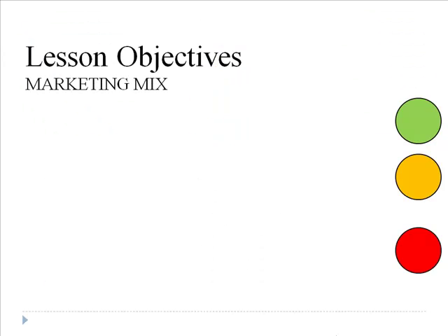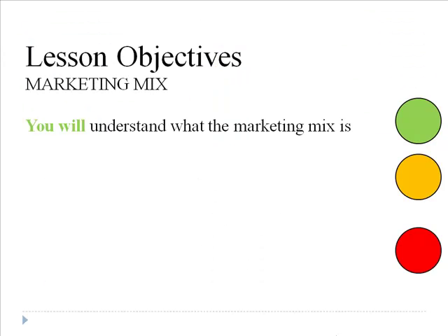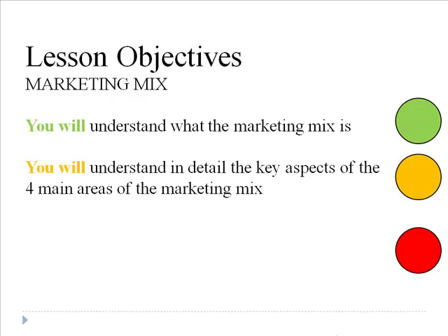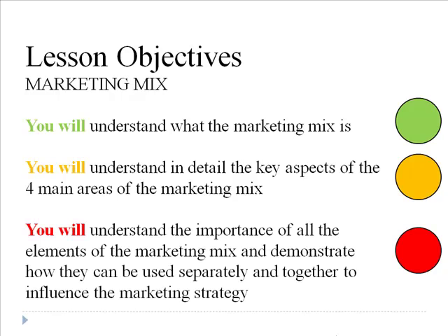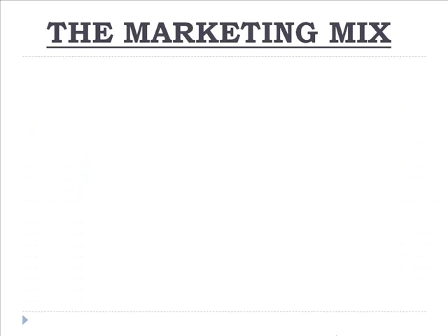The objectives of this lesson for marketing mix: you'll be able to understand what the marketing mix is, you'll understand in detail the key aspects of the 4 main areas of the marketing mix, which are the 4 Ps, and lastly you'll be able to understand the importance of all the 4 elements of the marketing mix, and demonstrate how they can be used separately and also together to influence the marketing strategy.